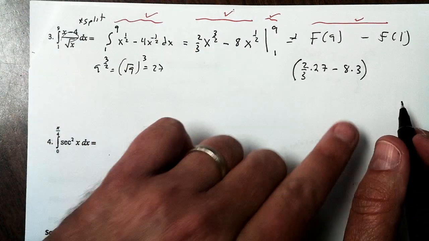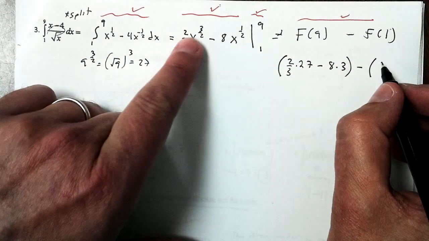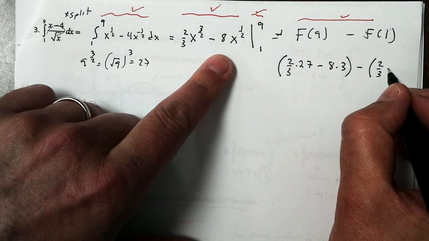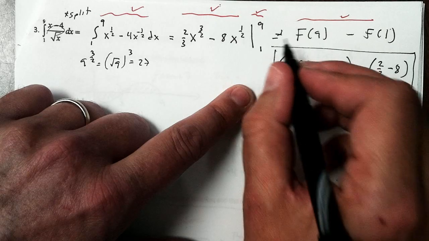Notice I'm not going to simplify. Plug in the 1. We like 1s. You're going to like 1s and 0s in here. 1 just becomes 2/3 minus 8. And there's your answer. Whatever that is. I don't know. I don't simplify.